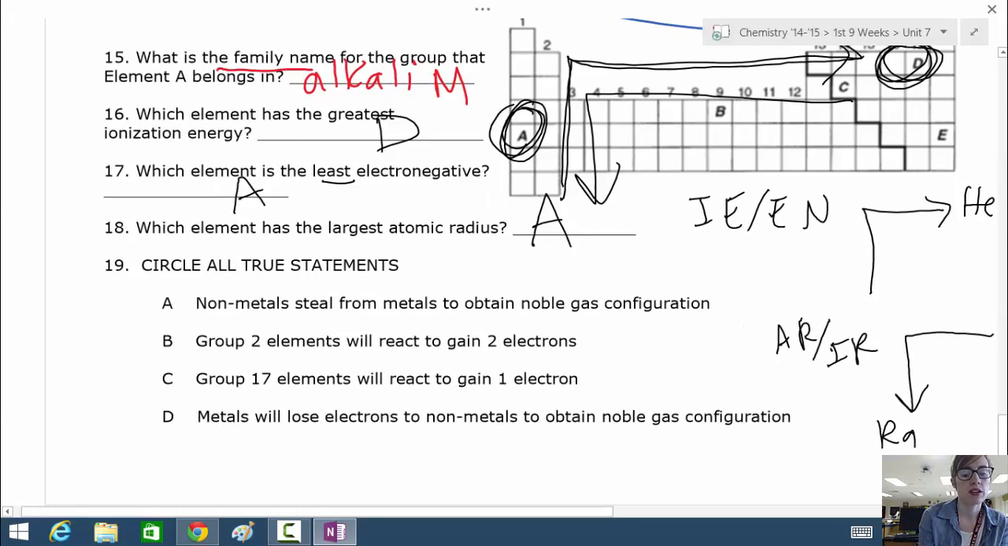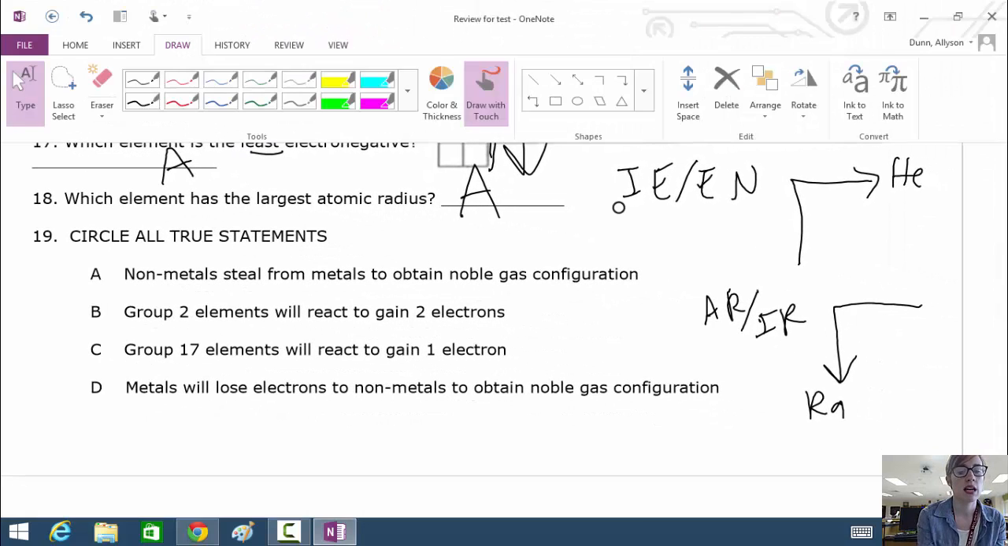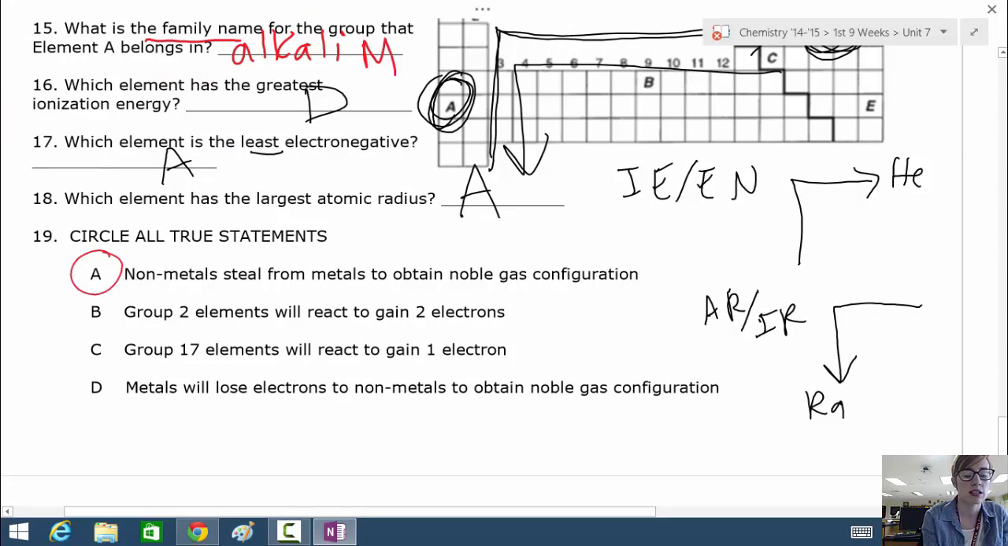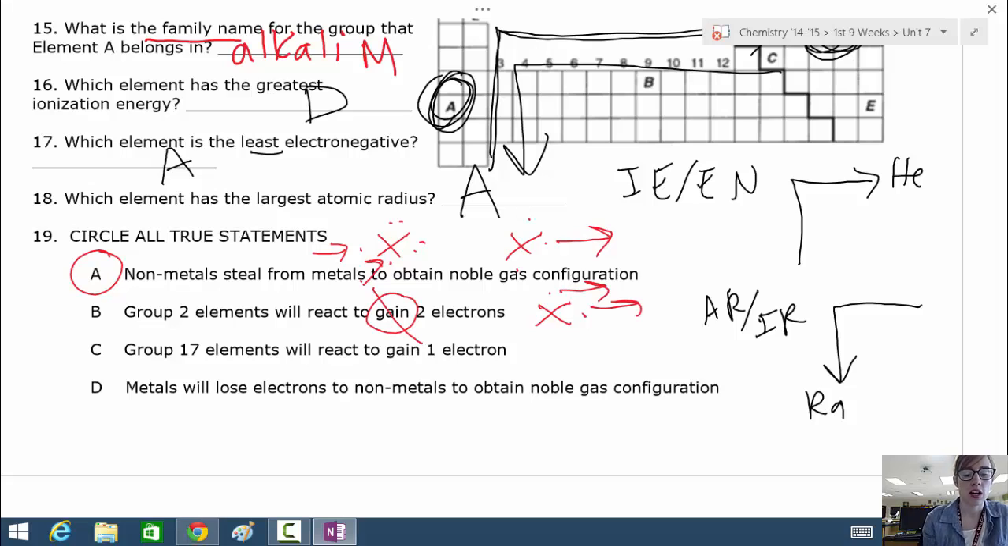Okay, do nonmetals steal from metals to obtain a noble gas configuration? Yes, they do. Nonmetals have a lot of dots, right? And so they want to steal. Metals only have a few dots, so they want to give away. Group 2 elements will react to gain 2 electrons. Okay, group 2 elements have 2 dots. They give them away. They do not gain. Okay, so that's not true.